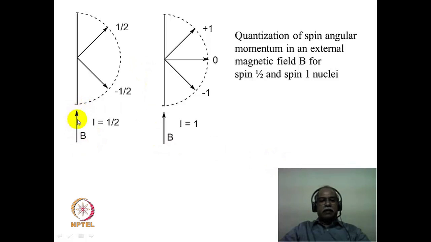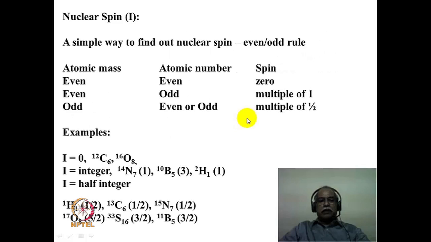If this is the direction of the applied magnetic field, then a spin half nucleus can have two spin states, namely the minus half spin state, which is the ground state, and the plus half spin state, which is the excited state. In the case of a spin 1 nucleus, it can have three different orientations or three different values. The minus 1 state is the ground state. Then you have the first excited state, which is the 0 state, and the plus 1 state, which is the higher excited state. Now quantization of spin angular momentum is what we are talking about in this particular case in the presence of an external magnetic field. This is what is known as the Zeeman splitting in NMR terminology.